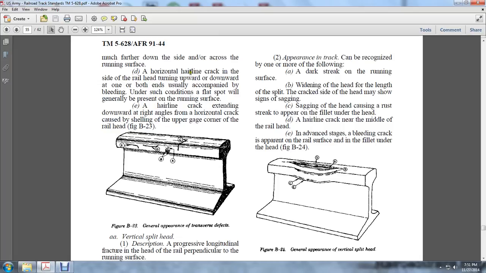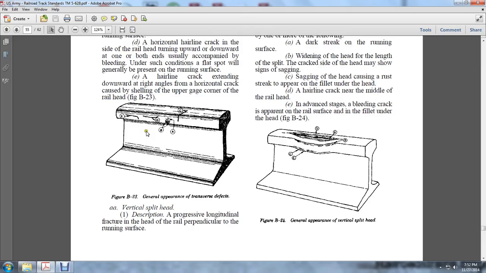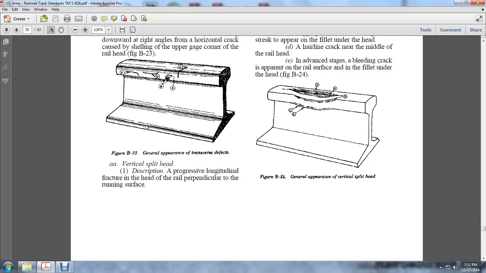A horizontal hairline crack in the side of the running railhead is turned upward and downward at both ends, usually accompanied by the bleeding condition, and a flat spot is generally present on the running surface. A hairline crack is turned downward at a right angle to the horizontal crack, caused by shelling at the upper gauge corner of the rail head. The vertical split. This is transverse defects of the cracks.